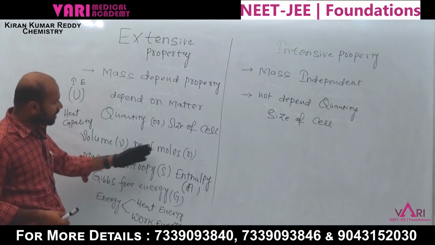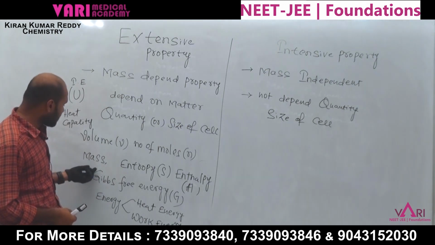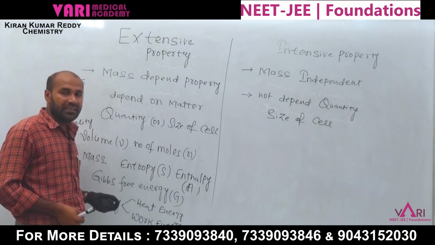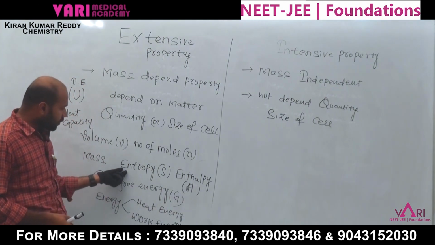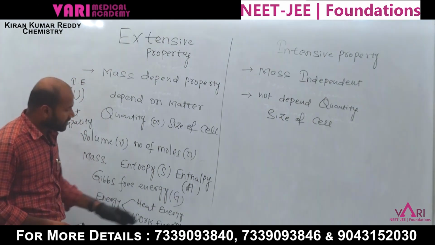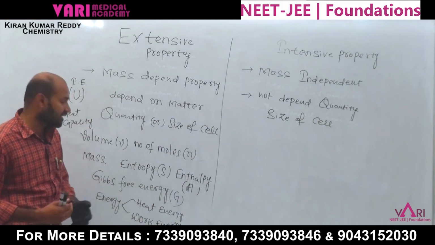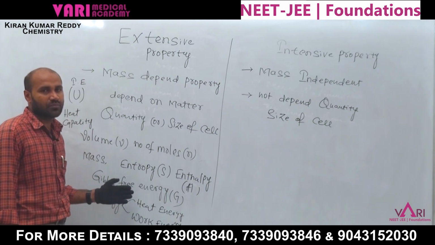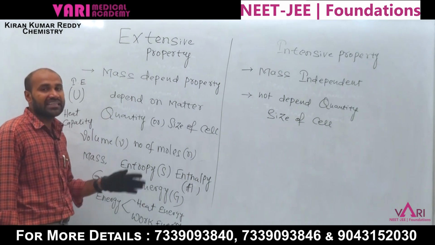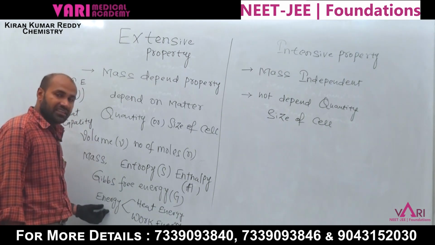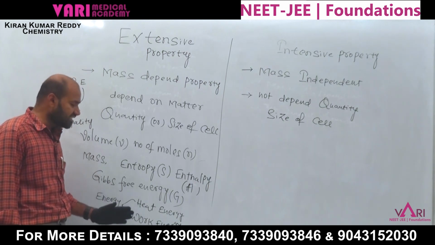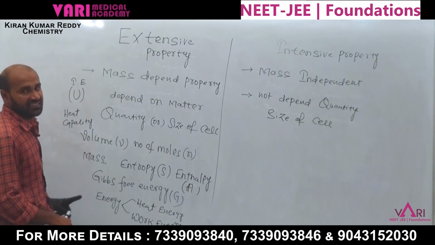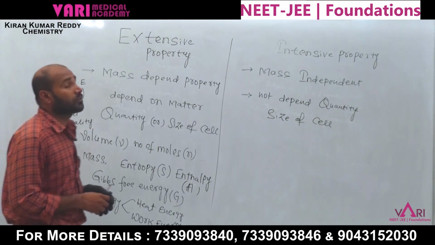And next, number of moles, weight of the substance, mass, and entropy, enthalpy. What is entropy? Disorder of the system. Enthalpy, total heat content of the system. Gibbs free energy, delta G is equal to delta H minus T delta S. Energy in the form of work energy, heat energy. Next, heat capacity, internal energy. These are called extensive properties.